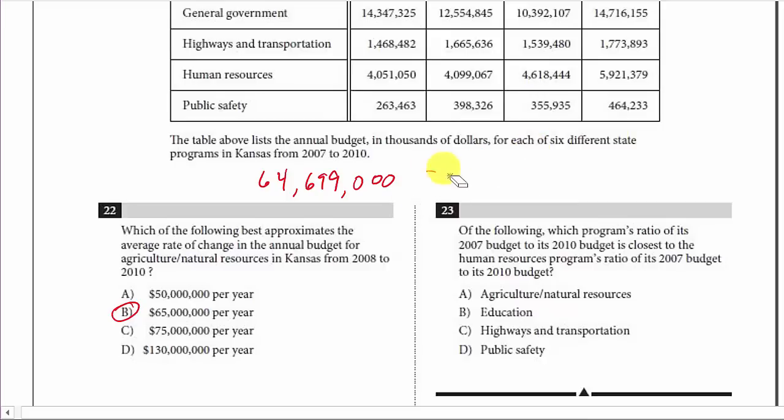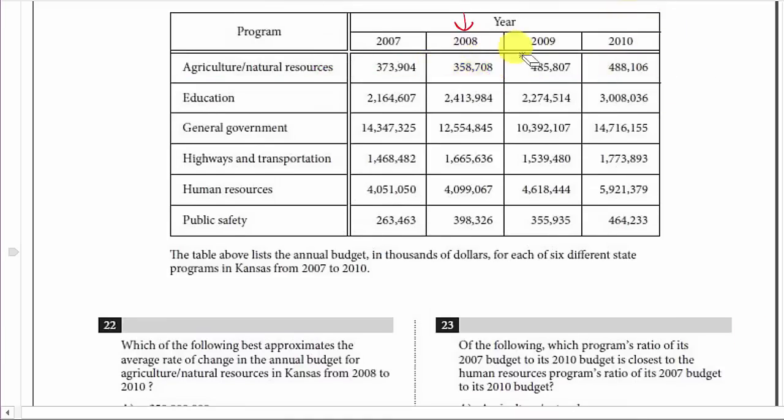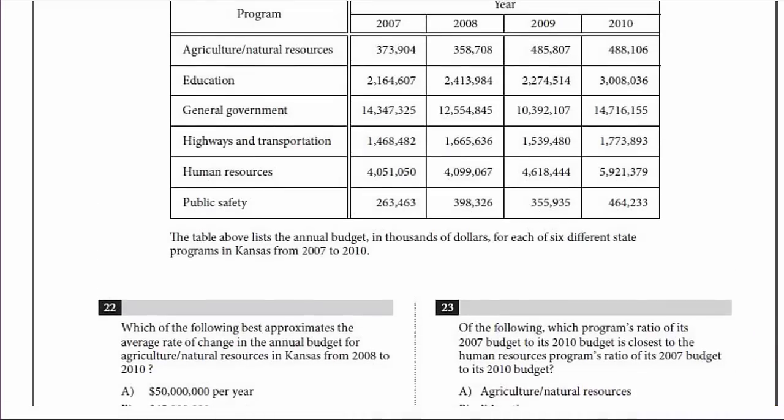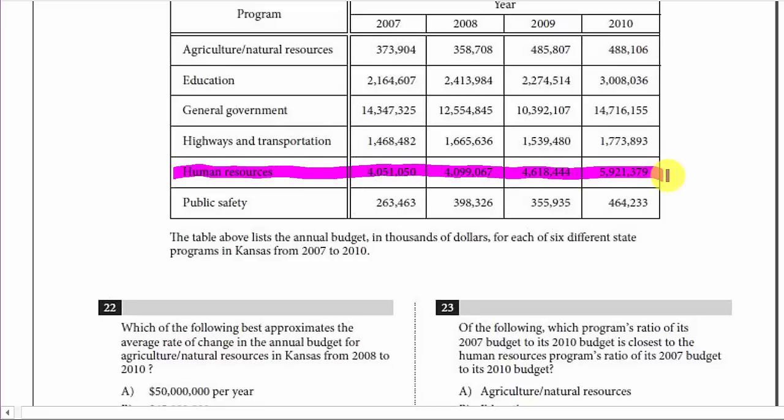All right, so let's erase all this stuff here because we might need this space to work the next one, so we can look at the table. It says, of the following, which program's ratio of its 2007 budget to its 2010 budget is closest to the human resources program's ratio of its 2007 budget to its 2010 budget? The first thing we need to do is highlight the human resources. We're going to be using that, and they're interested in 2007 to 2010, so let's find that ratio.